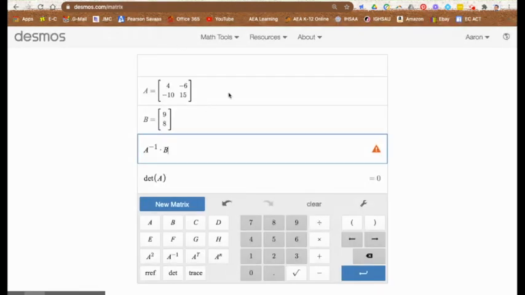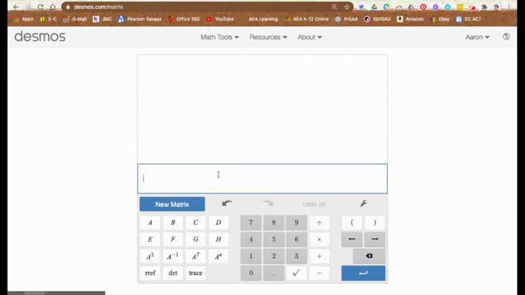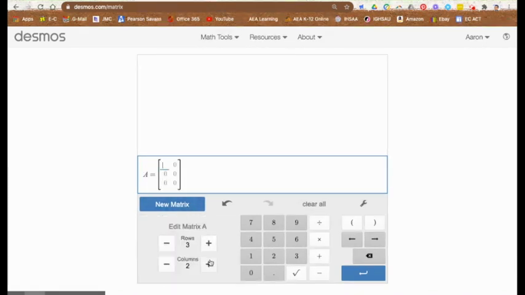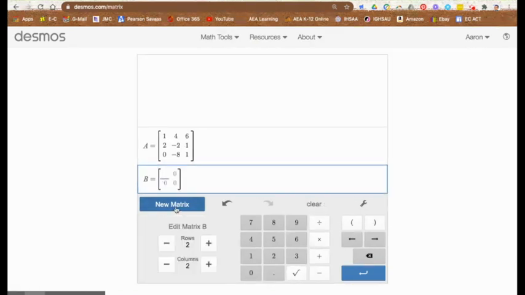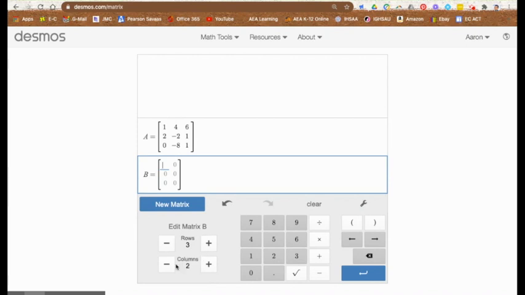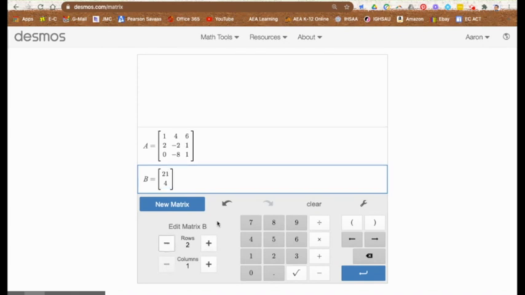Now, the best part about having this matrix calculator is what happens if I have a bigger one. What if I have 3 equations, 3 unknowns? So let's put these in and see if this still works. There's matrix A, and now I'm going to make matrix B, and it's going to have 3 rows, but just that one column. Remember, that's the constants. Sometimes I refer to them as the answers.